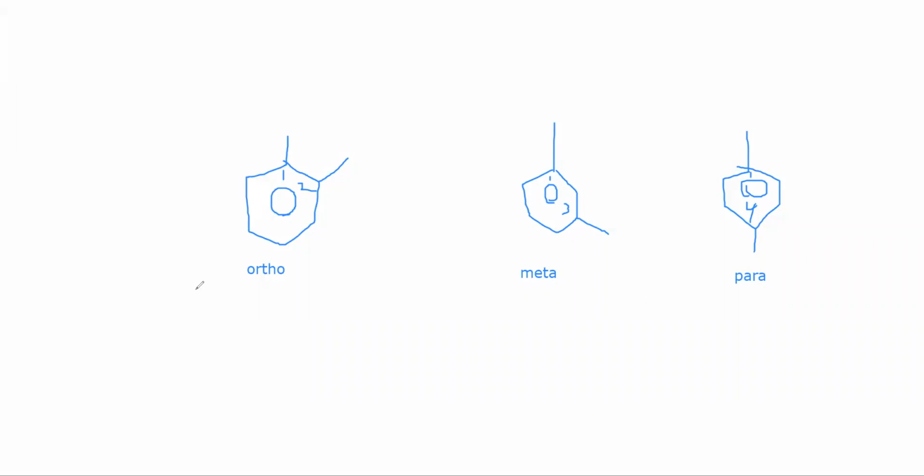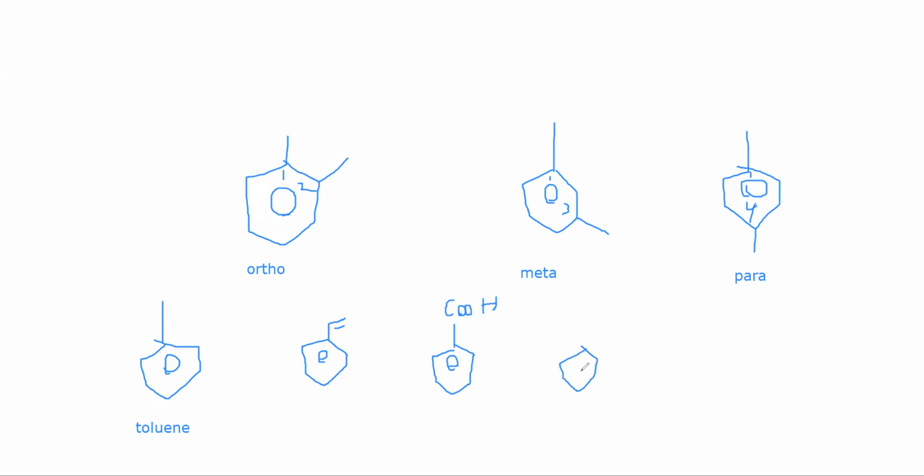Just like there are some common names, like if you have a methyl group on a benzene, that's called toluene. I'm not going to go over every single common name, but I'm just going over the topic. There's toluene, there's styrene if you have an alkene attached, benzoic acid if you have a carboxylic acid attached, aniline if you have an amine, and there's more, but these are just some examples.